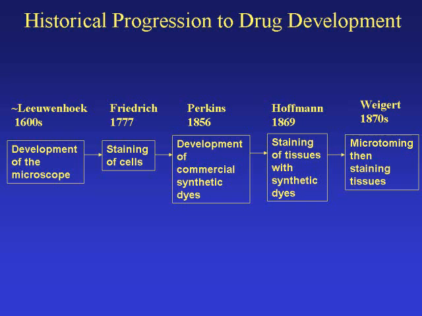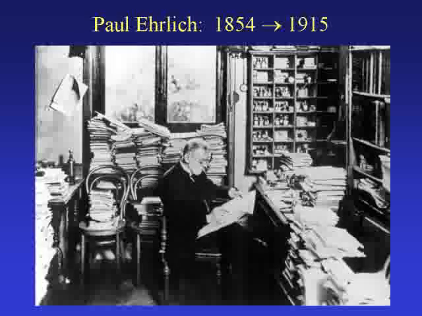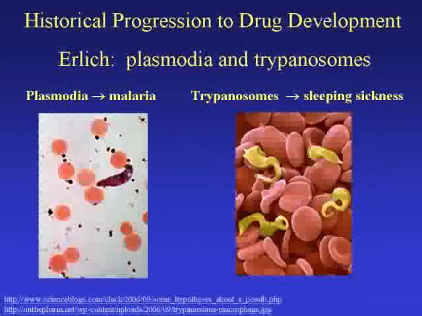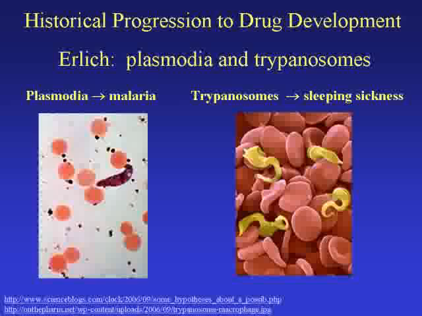All this prior work sets the stage, we might say, for the Pablo Picasso or the Jimi Hendrix of drug development, Paul Ehrlich. Here is the first rock star of drug development, Paul Ehrlich, oder auf Deutsch vielleicht Ehrlich, in his office. Two of the important pathogens that Ehrlich worked on over his career were Plasmodia, which causes malaria, and trypanosomes, which cause sleeping sickness.